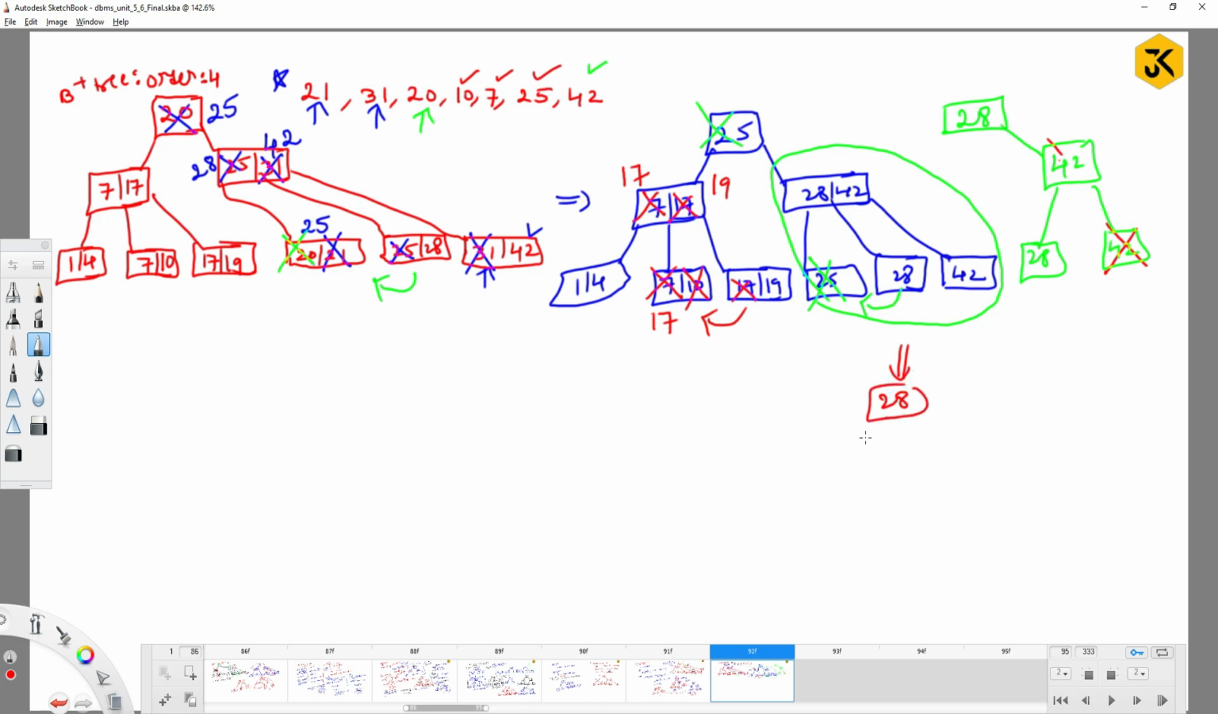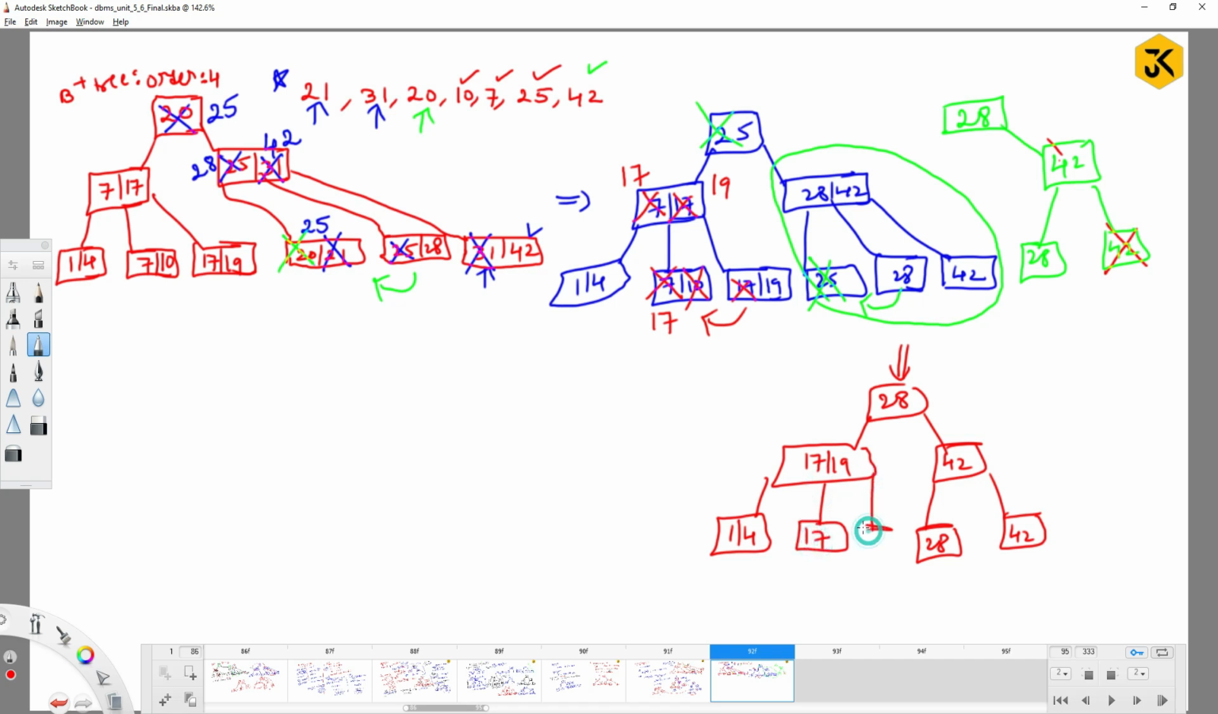First 28, 17, 19, 42. 28, here it will be 42, it will be 1 4, here it will be 17, here it will be 19. Now tell me, if I delete the 42, what can I do? Can I merge like this? Can I merge like this? If I am going to merge, what will happen?